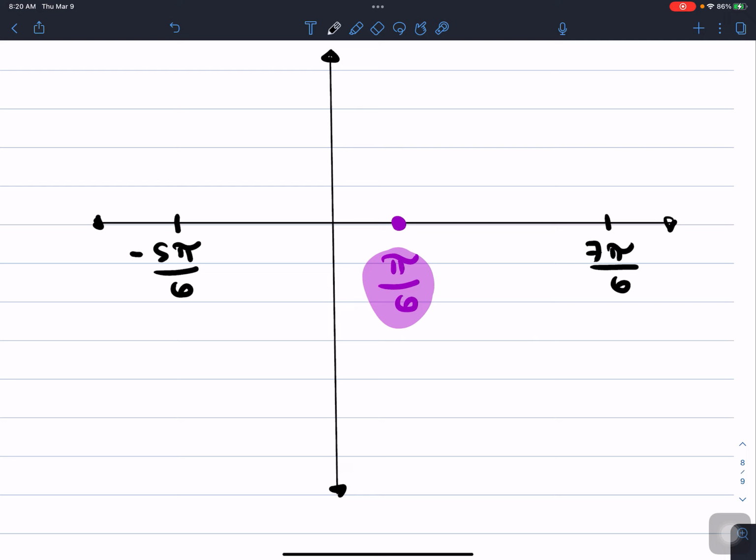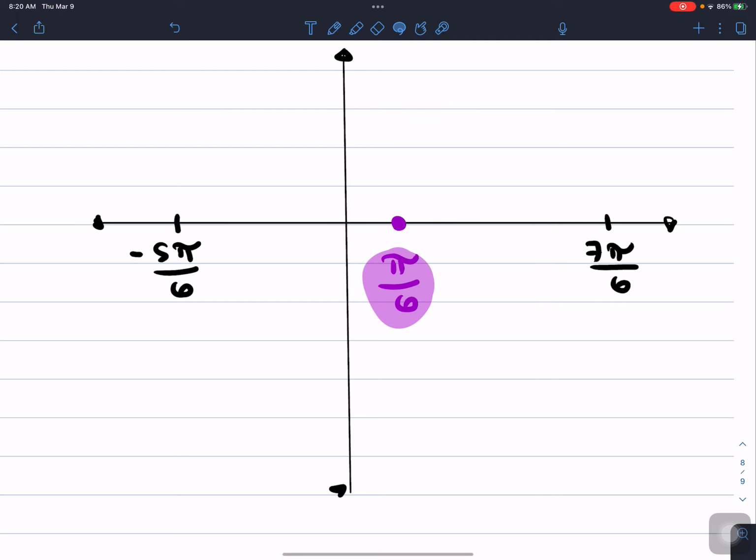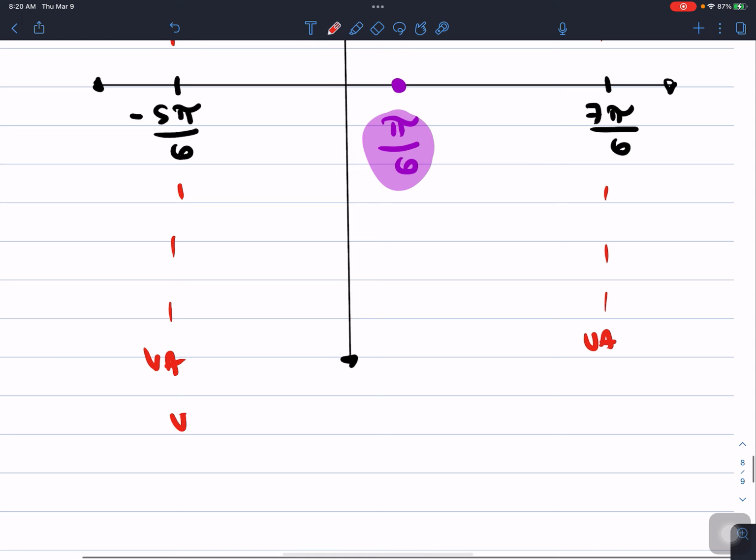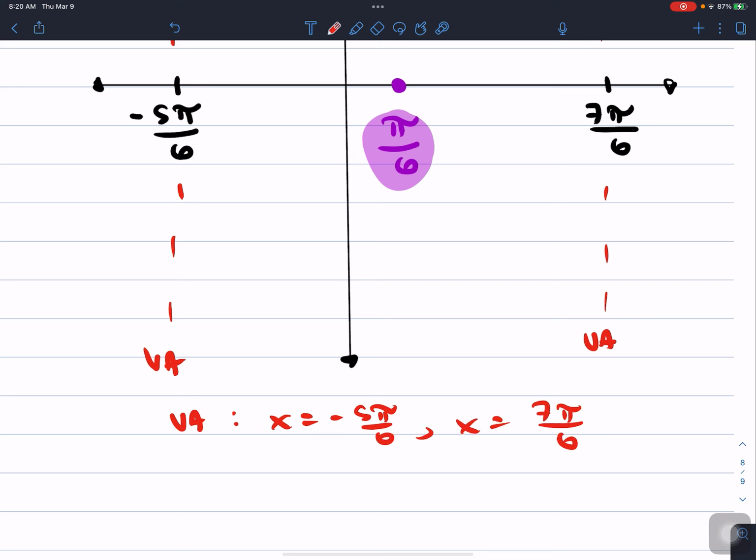You guys see my point? It's just a sketch. You might say, Mr. Judge, I want it a little bit more closer. Okay, then that's fine, but it's just a what? It's just a sketch. You have really all the important pieces of information to sketch. What do I mean? Vertical asymptote. Vertical asymptote. Where do the vertical asymptotes happen? X is negative 5 pi over 6. And then x is what? 7 pi over 6. And then what's your x-intercept? X is pi over 6.